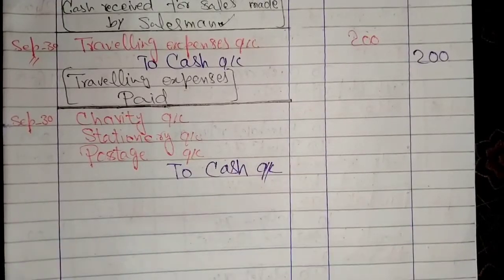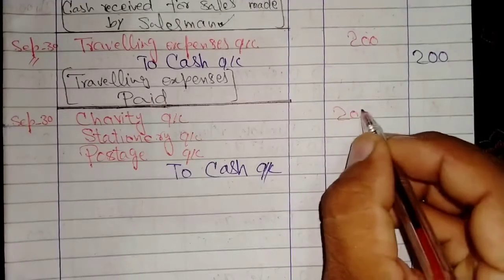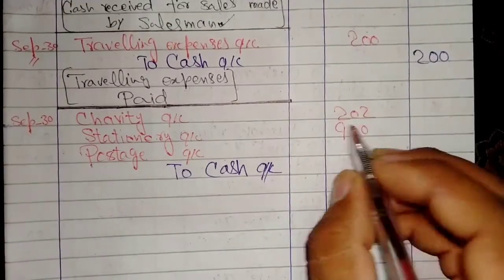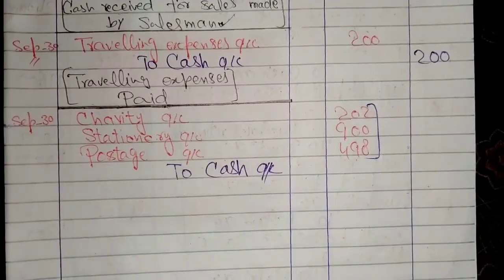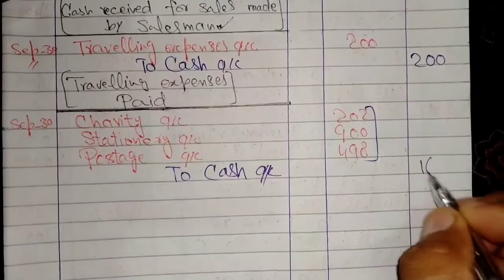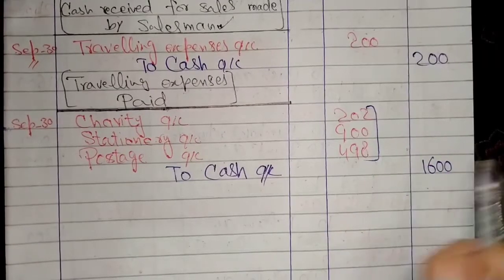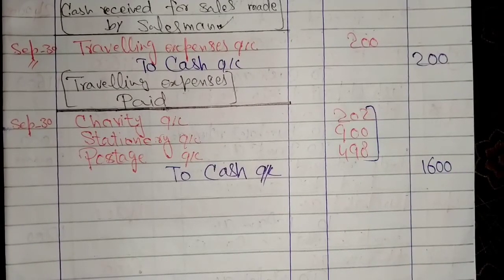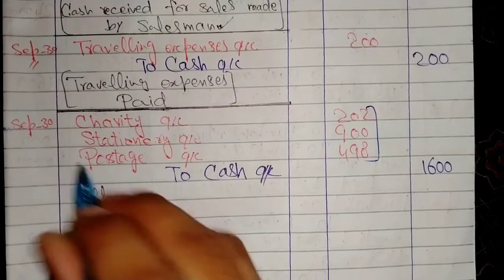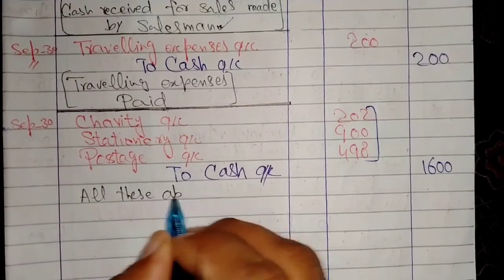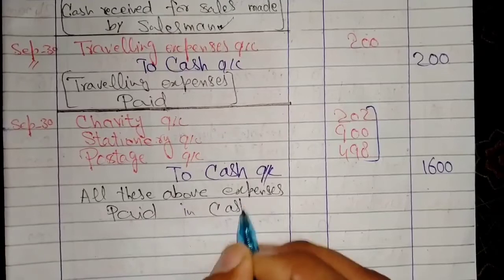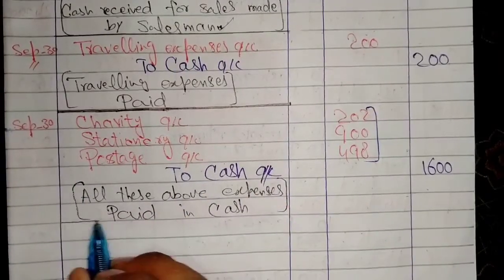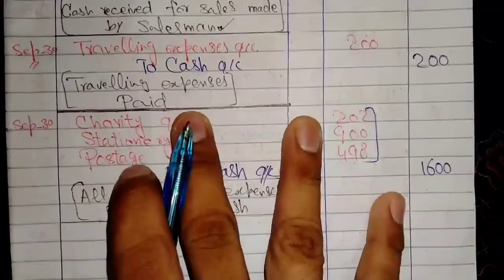Now we will enter the amounts of these relative expenses, which are $202, $900, $498. So the sum of the whole amounts will be credited against cash, which is $1,600. This is the sum of all expenses, with description expenses paid in cash, all these above expenses paid in cash by the business. This transaction's entry has been completed here.